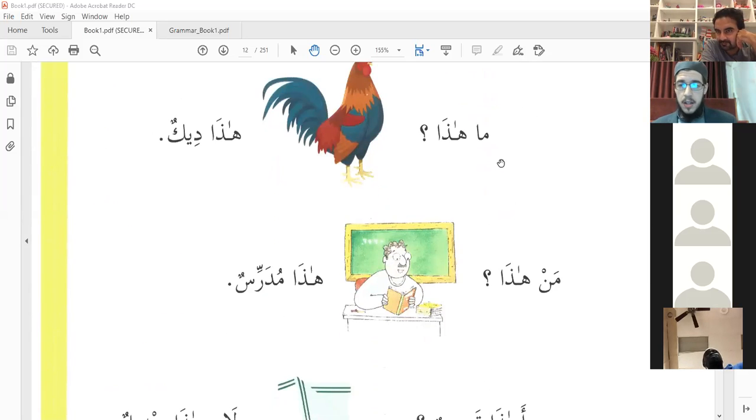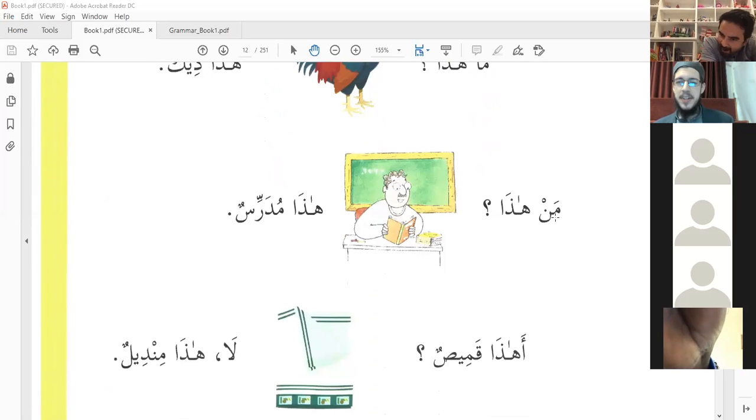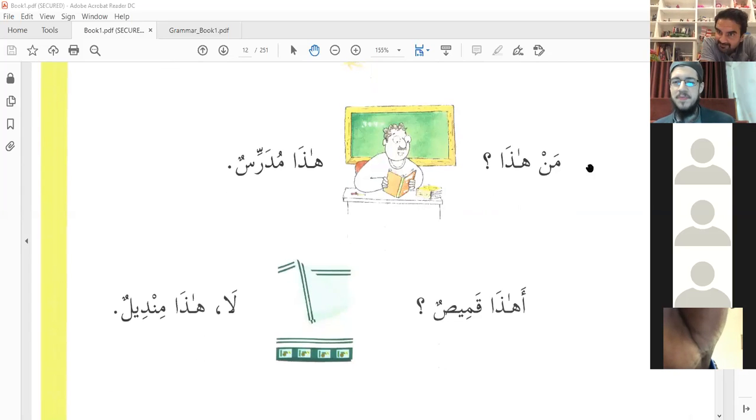Good. Moving right along. Ibrahim, go for the next example. Ma hada, hada dikun. Good. Ma hada, what is this? Not men, because it's not a person. Hada dikun. This is a rooster. Dik is specific to the male, the rooster. There's a funny story about that, but I don't think we have enough time for that. Okay. Dang it. Next example. Man hada.